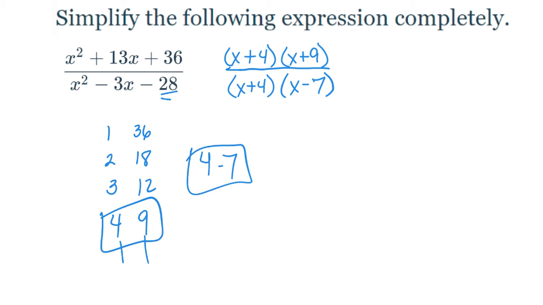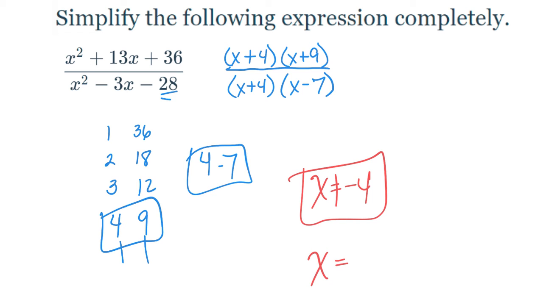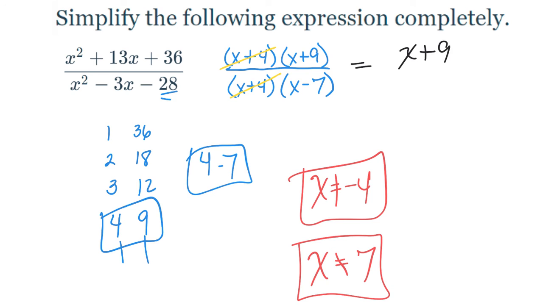So we get down to this. My excluded values, my restrictions on the domain, would be x equal to negative 4. That means not only is it not a solution, we can't even use that number. And the other one would be x equal to 7. Those are my excluded values. And then the x plus 4 terms are like terms here, and they become 1 because they're divided. So this would be x plus 9 divided by x minus 7.